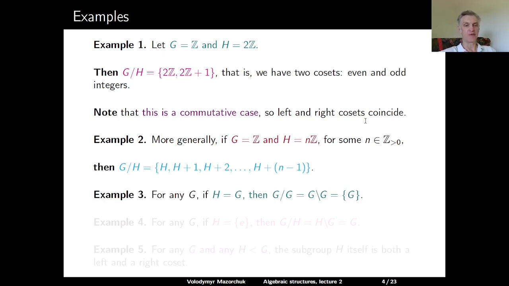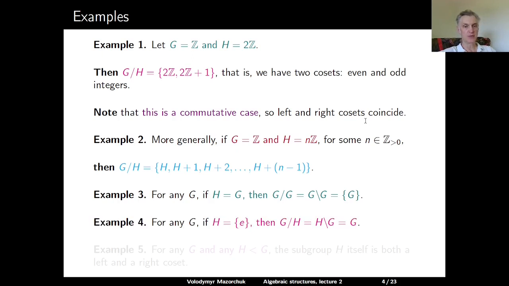Example 3. For any group G, if we take as H the group G itself, it's a subgroup, then both left and right cosets with respect to this H, there is only one coset, and that is G. So both the set of left cosets of G modulo G and the right cosets of G modulo G, both these sets are singletons, and they actually coincide, and the unique element of that set is the group G itself.